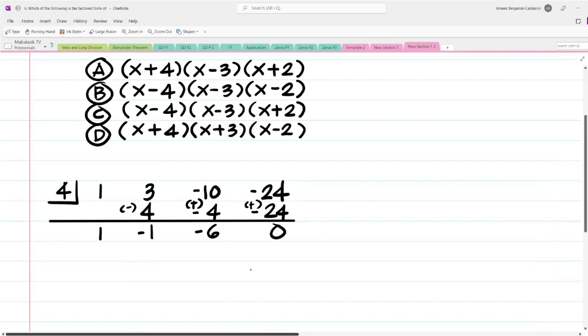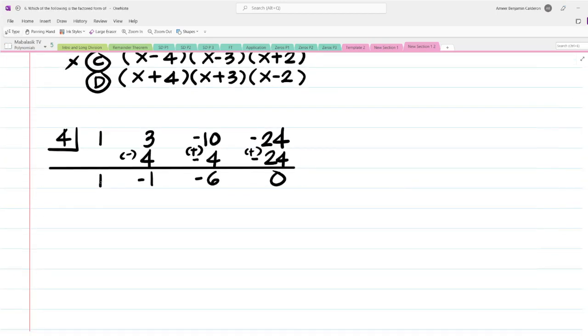Since nag-0 yung remainder, ibig sabihin yung x plus 4, that is already one of the factors. So our answer, wala na to. Hindi na yan kasali. So either A or D na lang yung answer natin. Now, ano sa A tsaka D yung magiging answer natin?